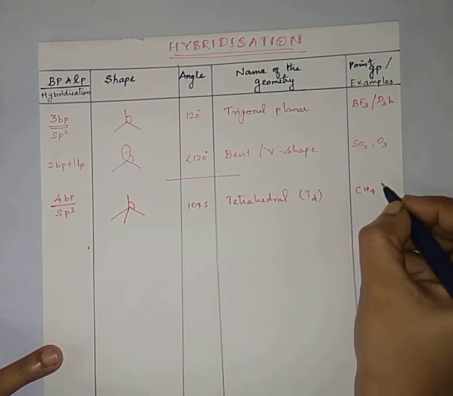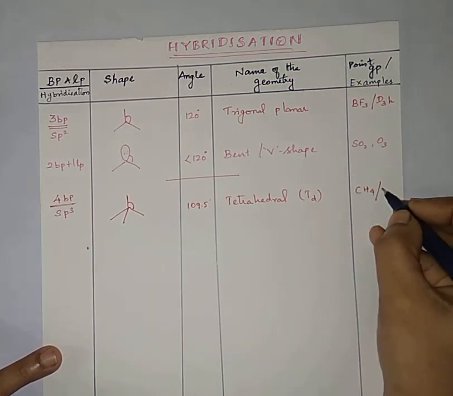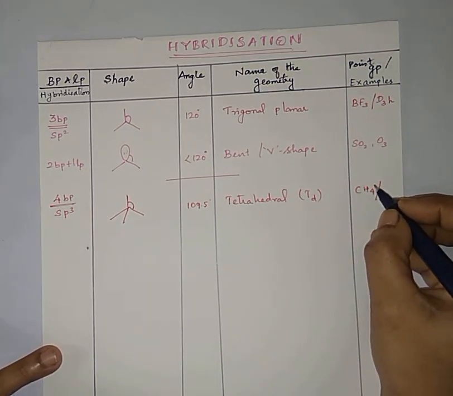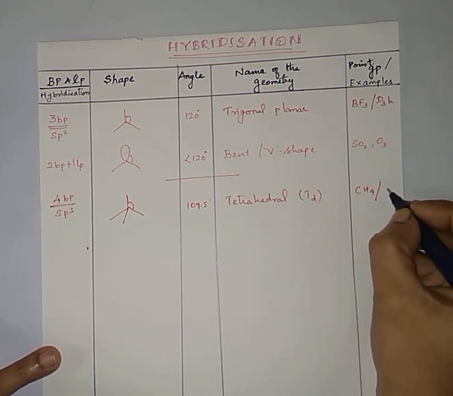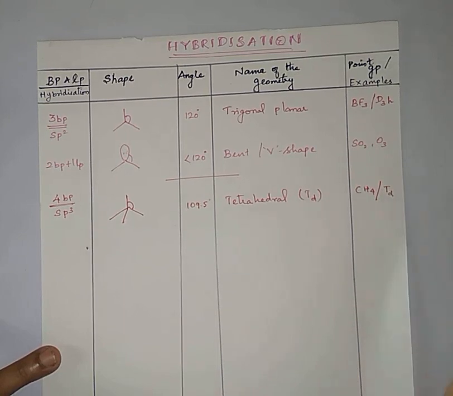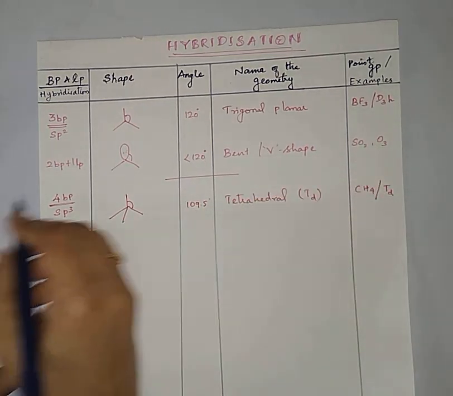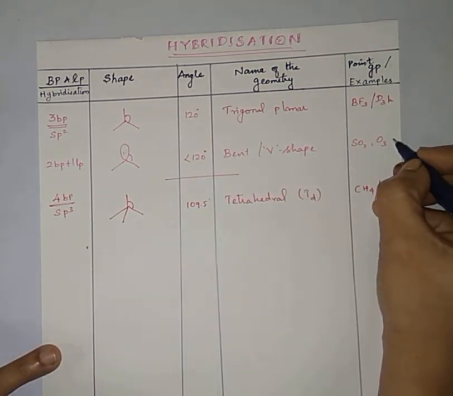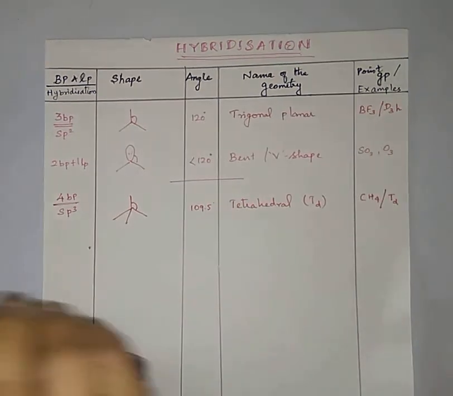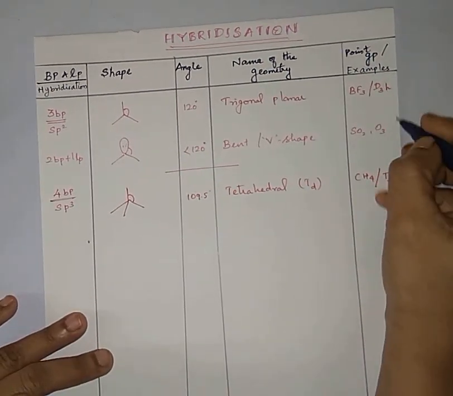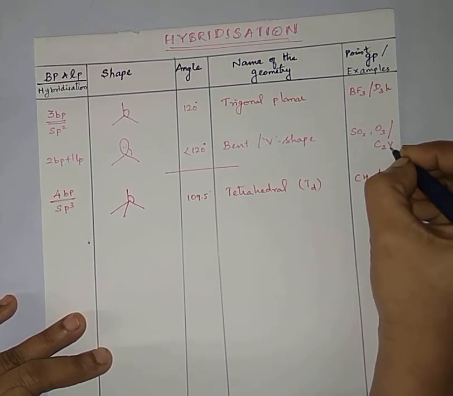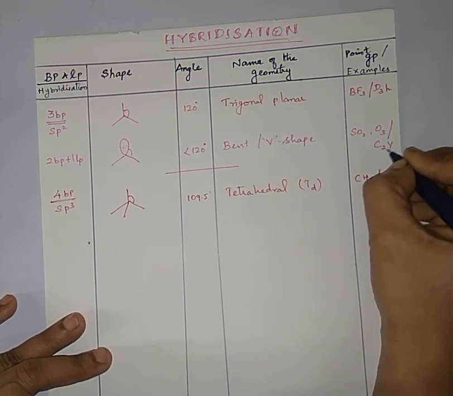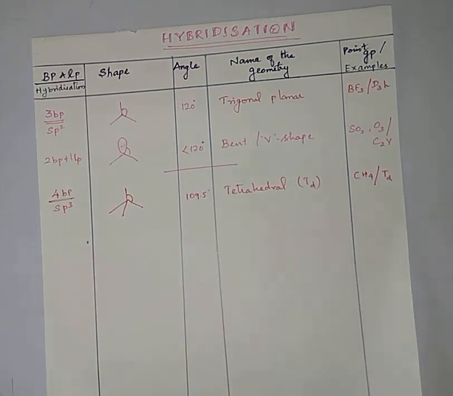Example is CH4. What is the point group? For CH4, the point group is tetrahedral. We can write it like this also here. Okay, tetrahedral point group. And for this, the point group is C2v. The v should be at a similar height to this, and the h also at a similar height.